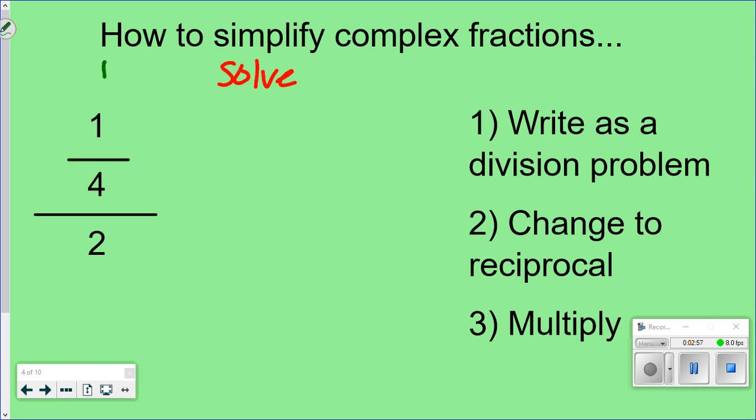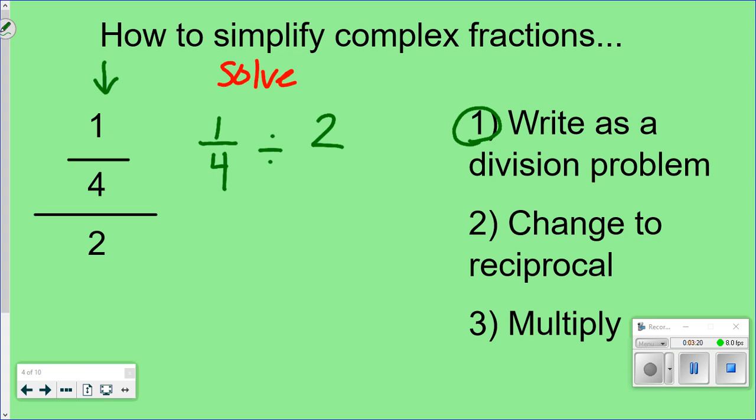It's 1/4 divided by 2. So the first thing I'm going to do, step 1, I'm going to write it as a division problem. Just remember, fractions are always division problems, top divided by the bottom. So I'm going to write this as a division problem horizontally. So in other words, it's going to look like this. Okay, that's my first step.